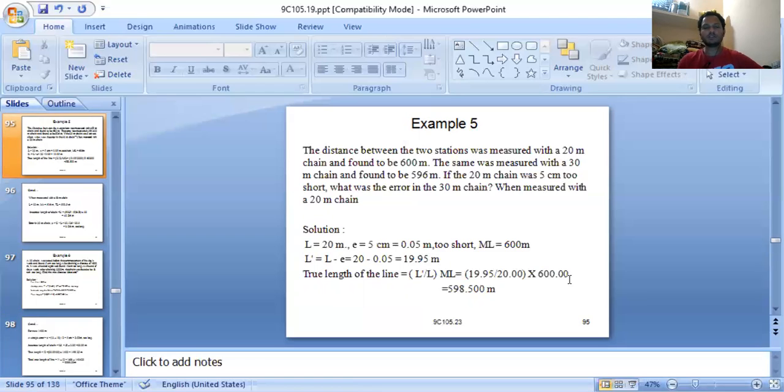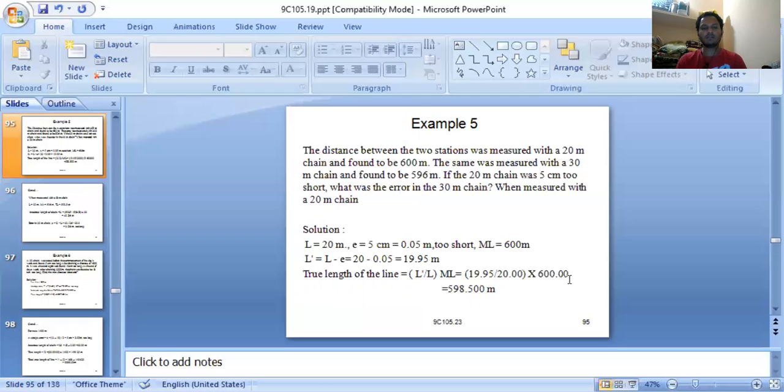So from the first statement, the measured length is 600 meters when the length of the chain is 20 meters. In the second statement, we have a measured length of 596 meters when it is measured with a 30 meter chain. We will solve these two equations to get the error.